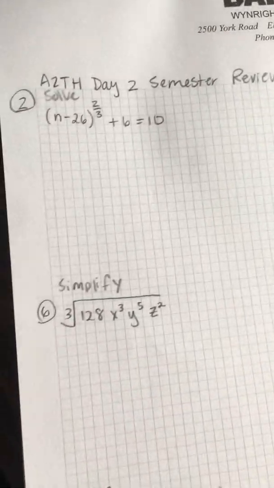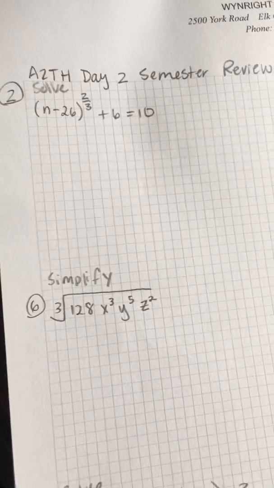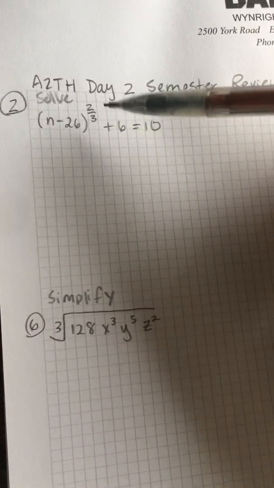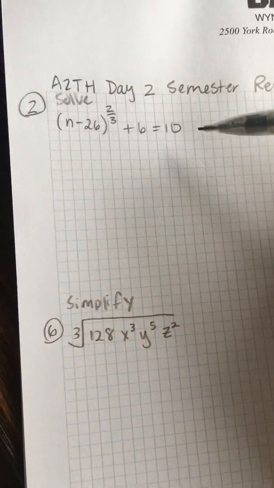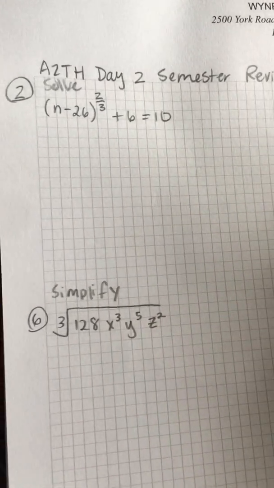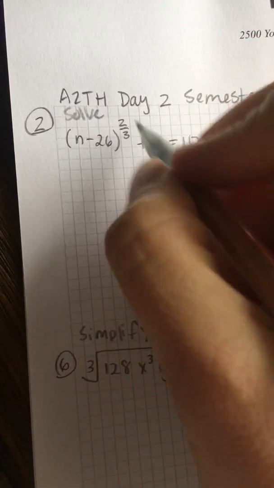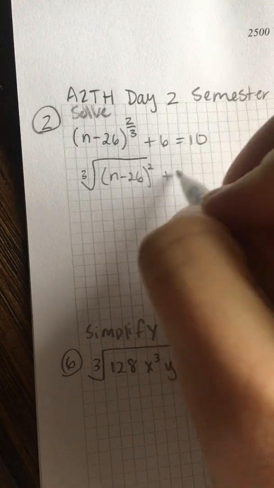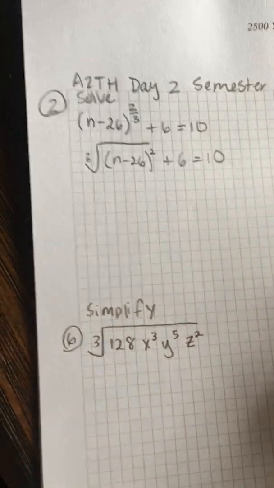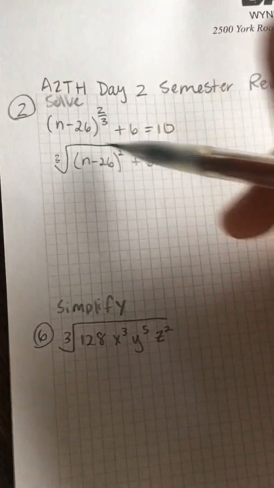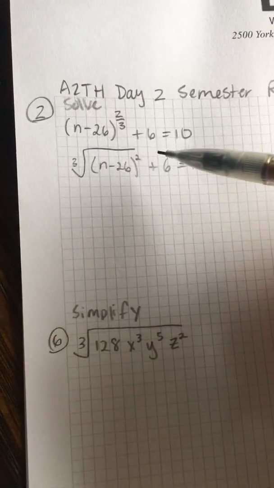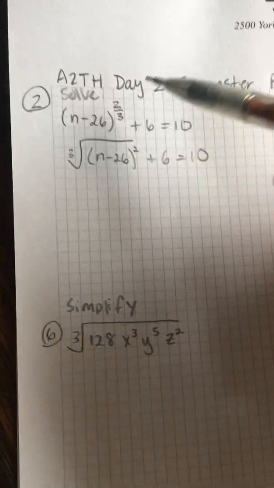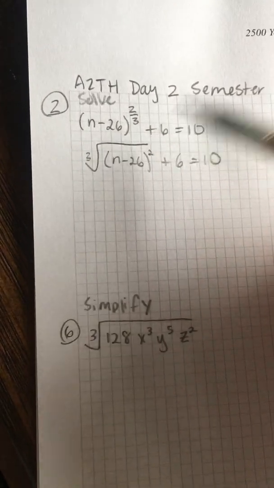Starting number 2, I have to solve. This is a rational exponent, which really means that this is a radical equation. If you wanted to write it as its root, you could. So you could say this is the cube root of n minus 26 squared, that quantity squared, plus 6 equals 10. In the section that we did, we solved radical equations rather than rational exponents, but remember, they mean the same. Bottom number is your index, top number is your exponent.